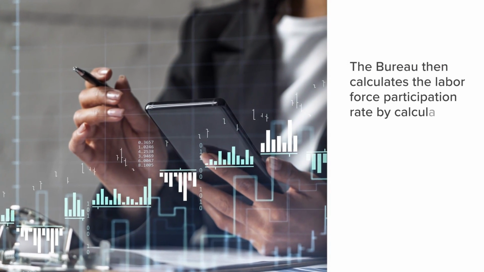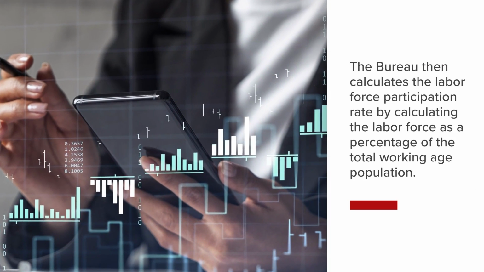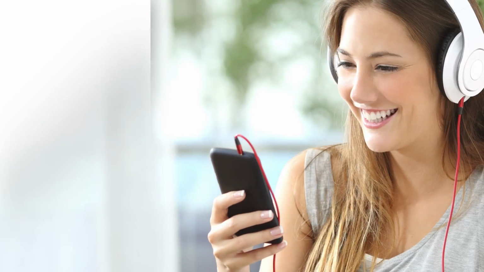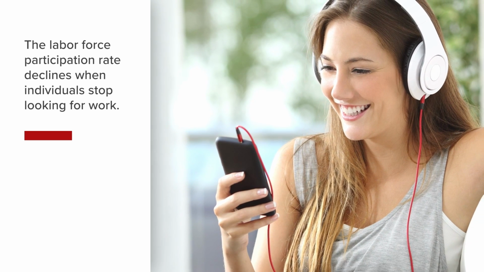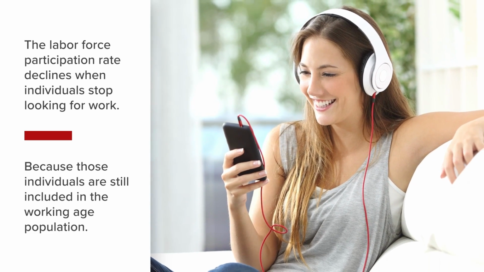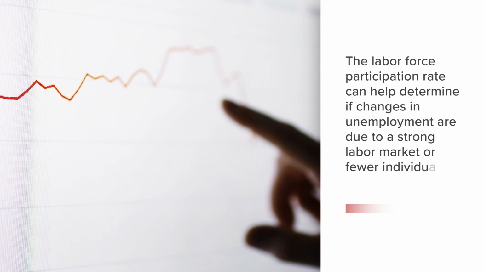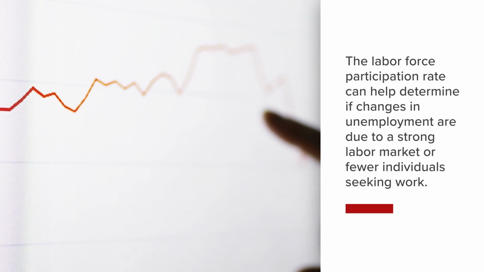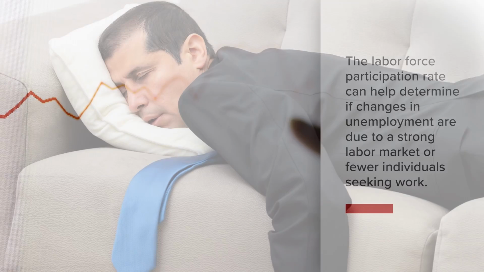The Bureau then calculates the labour force participation rate by calculating the labour force as a percentage of the total working age population. The labour force participation rate declines when individuals stop looking for work because those individuals are still included in the working age population. With that in mind, the labour force participation rate can help determine if changes in unemployment are due to a strong labour market or fewer individuals actively seeking work.